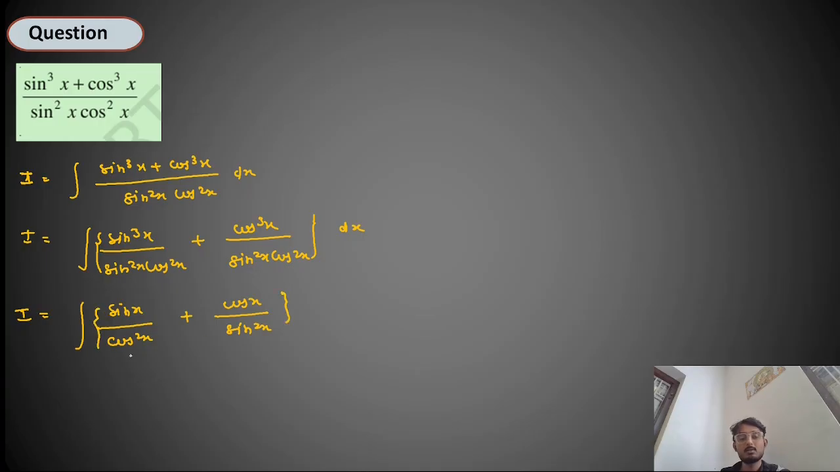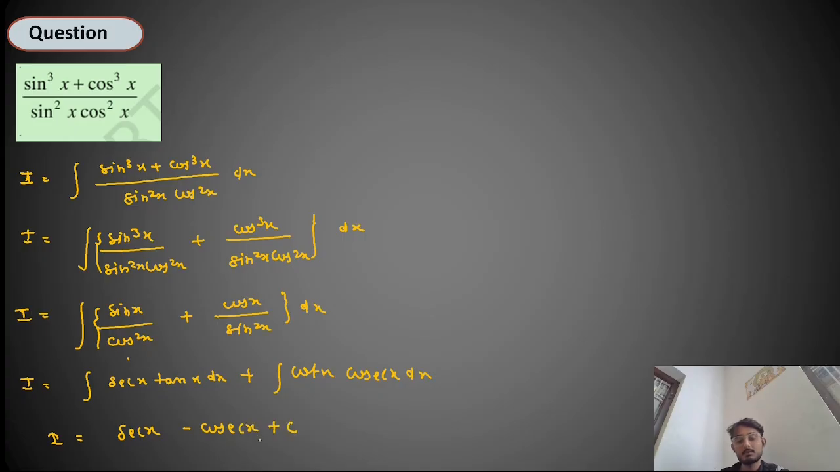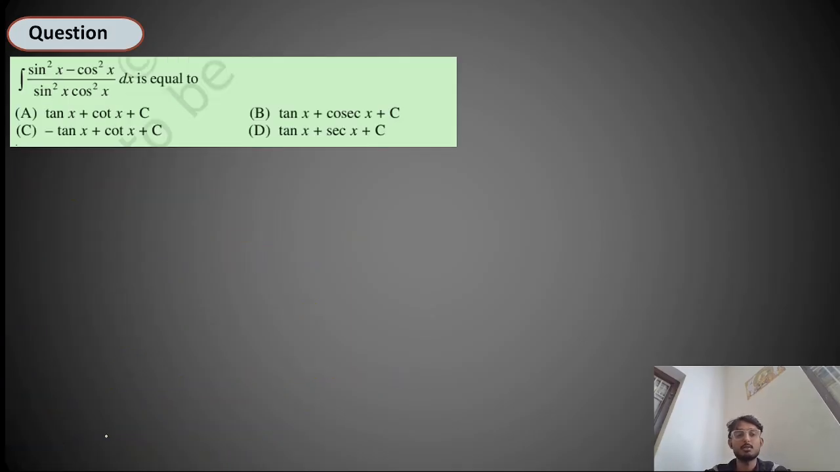Okay, here sin upon cos is tan and 1 upon cos x. You can write cos square x as cos x into cos x. So sin upon cos x equal to tan x and 1 upon cos x equal to sec x. So you can write sec x tan x dx, and here cot x cosec x dx. Integration of this term equal to sec x and integration of this term equal to minus cosec x plus c. Let's move on to the next question.